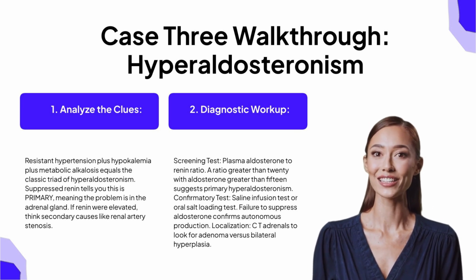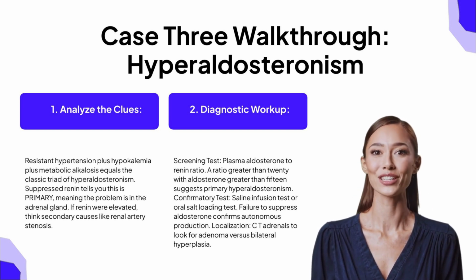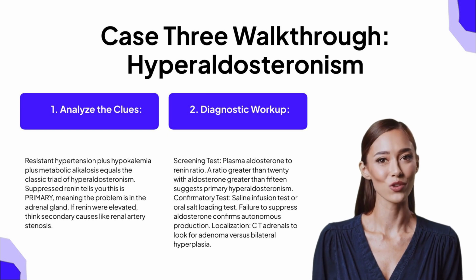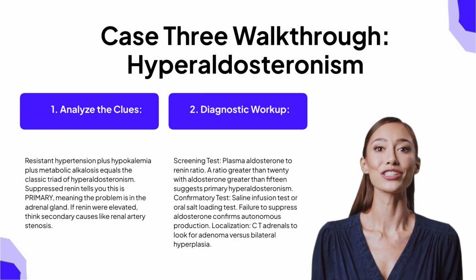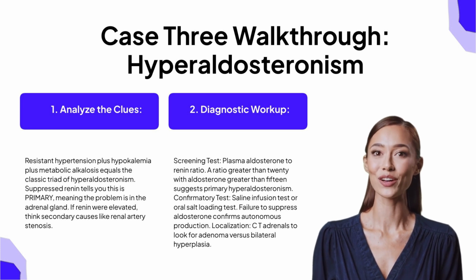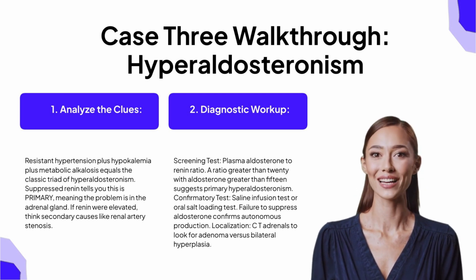The classic teaching is a ratio greater than 20 to 30 with an aldosterone level greater than 15 nanograms per deciliter. To confirm the diagnosis, you perform a suppression test. You can either give intravenous saline over 4 hours or have the patient follow a high-salt diet for several days. In normal people, the salt loading suppresses aldosterone. In primary hyperaldosteronism, aldosterone remains elevated. For localization, you get a CT scan of the adrenals.